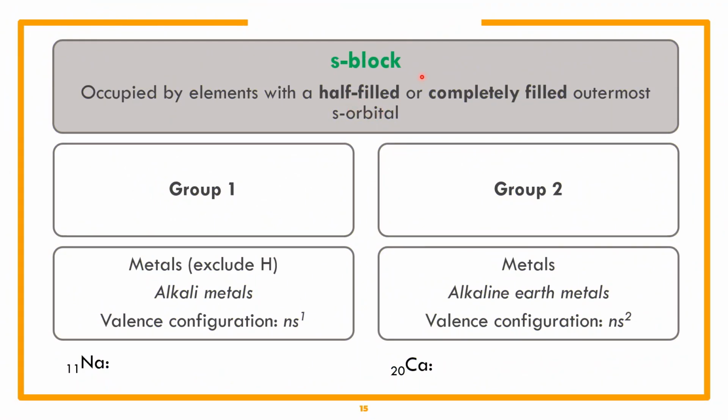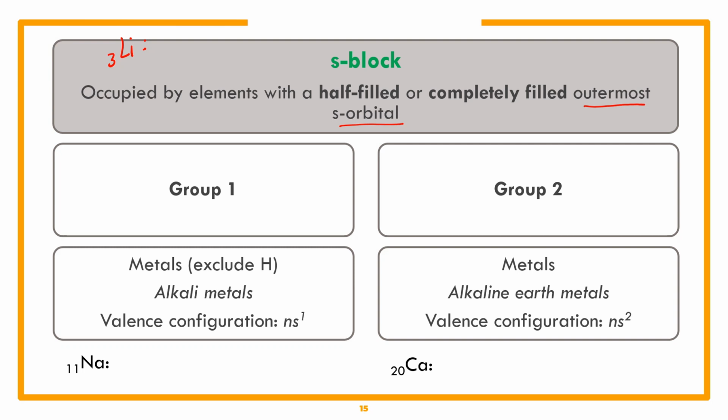Now, let us study the s block in the periodic table in detail. The s block is occupied by elements with a half-filled or completely filled outermost s orbital, meaning that in order to identify whether an element is located in the s block or not, you can see from its electronic configuration. Let's say we have lithium.